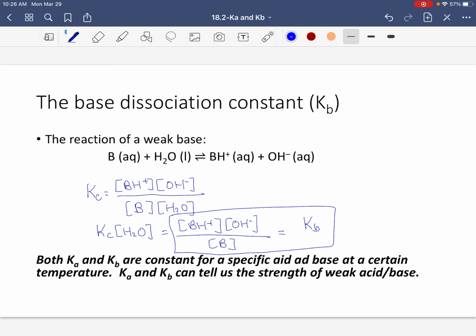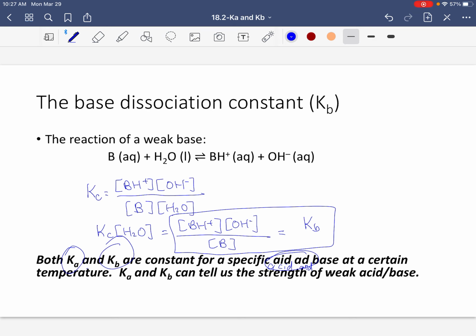Now, I have a little note down there in bold and in italic that both Ka and Kb are actually constants for a specific acid and base. Oh, look at this. Looks like Adidas. Acid and base. I'll make sure this is corrected in your version, at a certain temperature. Now, what that means is that Ka and Kb are temperature dependent, which you already know.